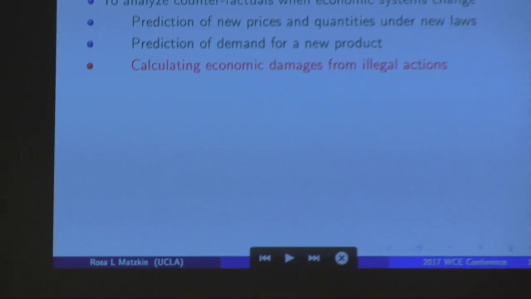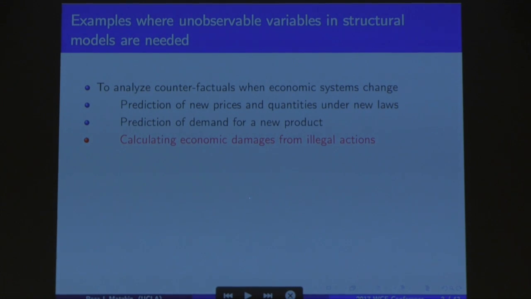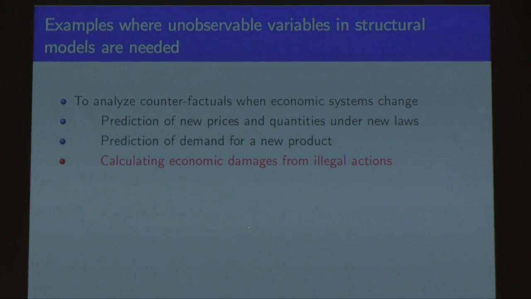Also calculating economic damages for illegal actions. If there are two firms and one does some illegal actions, and we need to measure what was the damage to the competitor due to the illegal actions, then we do need to calculate the new equilibrium, what would have been the equilibrium if the company had not done these illegal actions, and then calculate the profits.